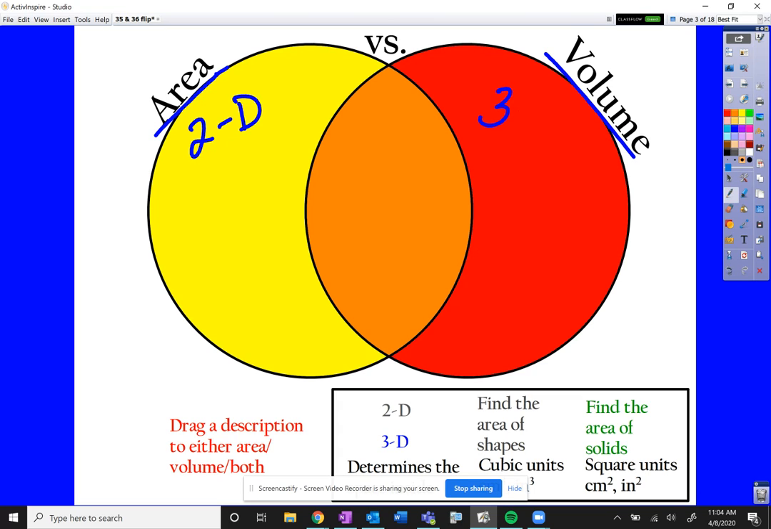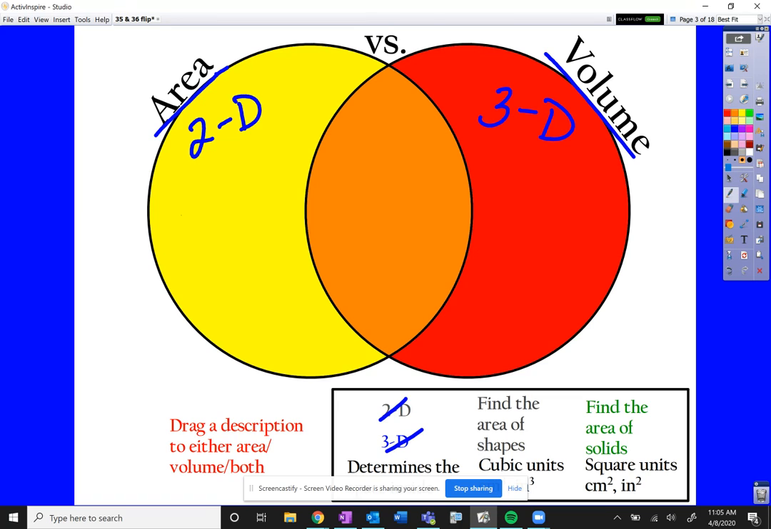Volume, of course, is three-dimensional, right? When you're filling in the space of something. What's the volume that the cylinder can hold if you're in science class? So how much water can it actually hold? It takes up three-dimensional space.